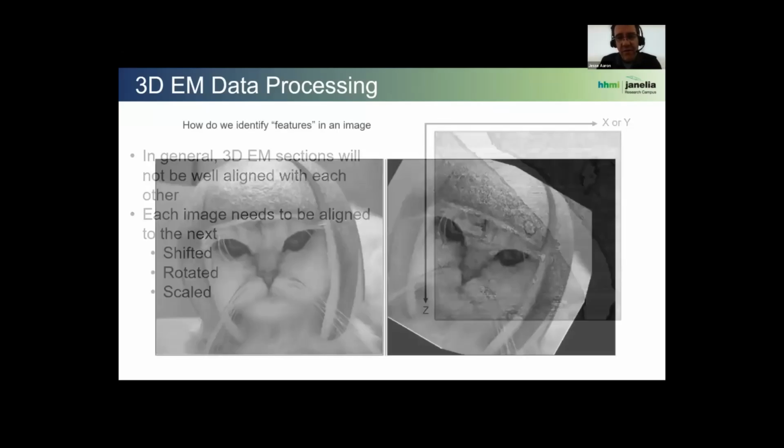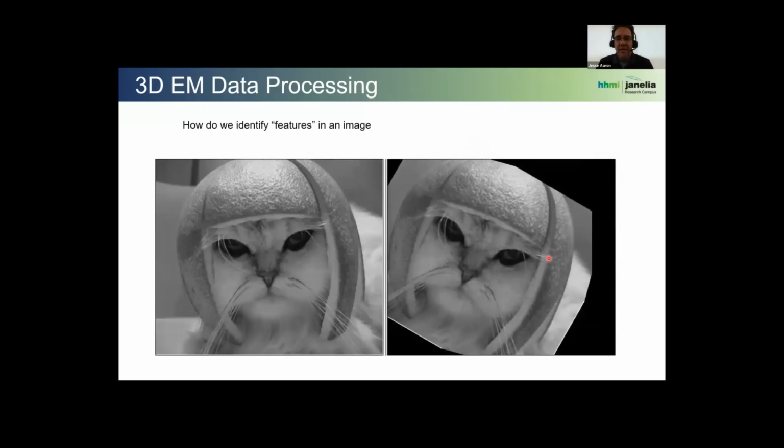And so what we're really forced to do is say, okay, can we look at one image and look at the next image, and can we understand how to align the two of them together? And that really requires us to find a robust and reproducible way to find some kind of feature in the image that exists from one slice to the next that we can use as a way to align two images.